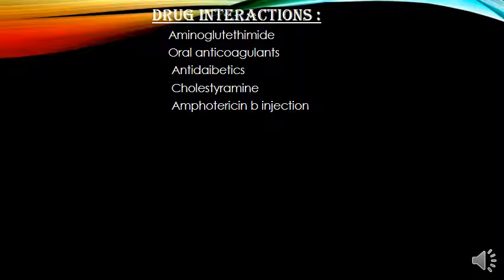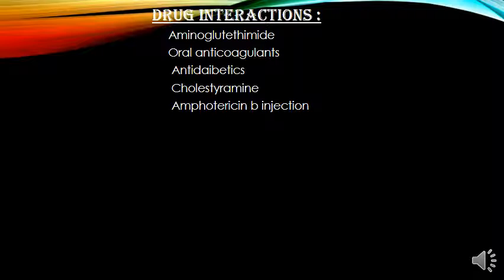Talking about drug interactions. The first drug we have is aminoglutethimide. This drug is an adrenocorticosteroid synthesis inhibitor, which is used in the treatment of Cushing syndrome. First of all, we have to understand that since we are applying this drug topically, the drug interactions as well as side effects occur because of systemic absorption of this drug, and systemic absorption occurs frequently because the skin barrier is already very disturbed.